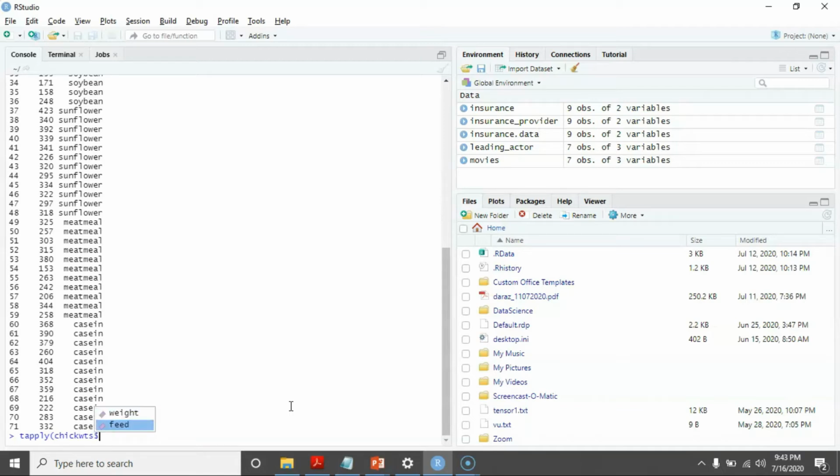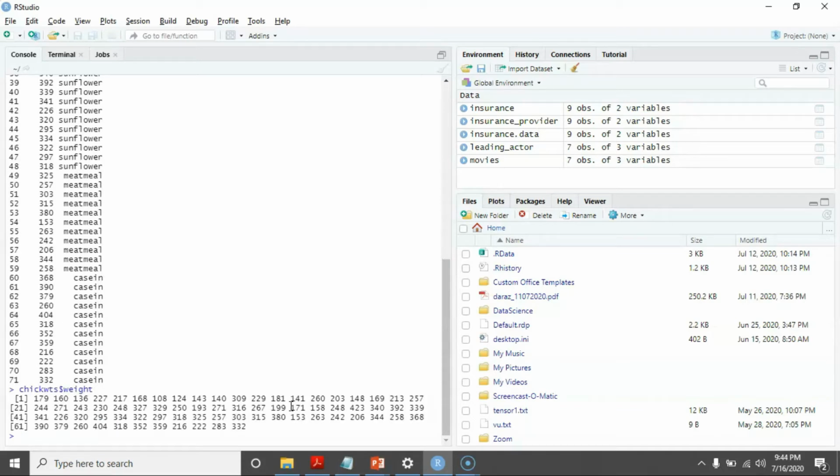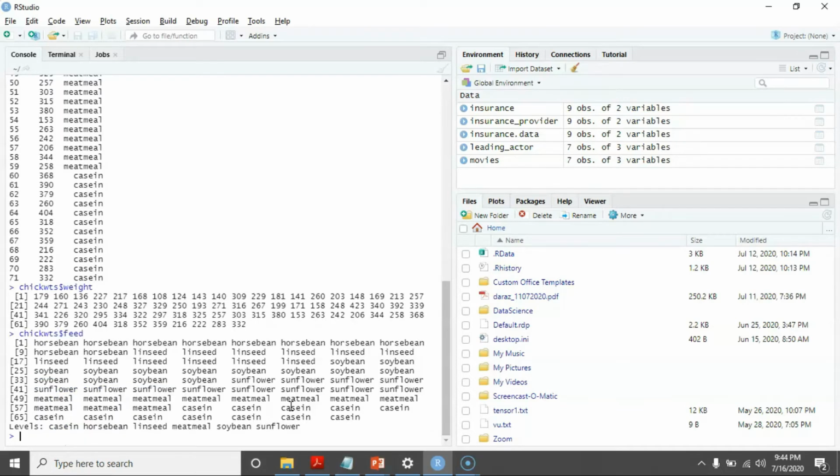Okay, and then basically if you just put $, forget about tapply for now, once you put $, it will show all the attributes that exist in this particular data frame. Here we have just two attributes, which are weight and feed. If you put $weight, you will get all the weights. If you put $feed, you will get all the feeds corresponding to these weights.